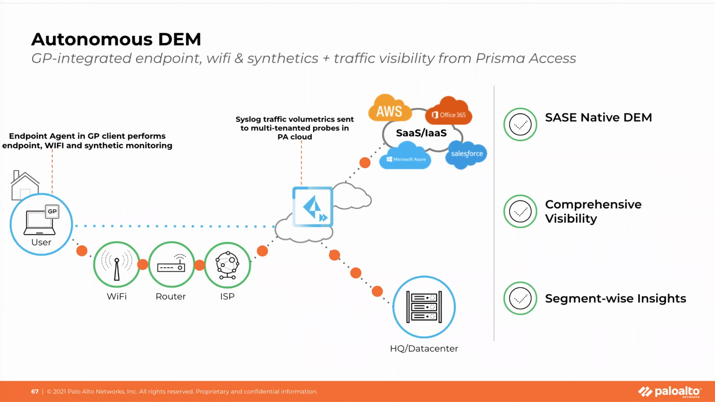The ADEM service enables synthetic tests for applications to be specified from the endpoint or from different vantage points in Prisma Access. And it provides you visibility into any deviations or events that degrade the user experience across each segment between the end users and the application, whether it is the endpoint, Wi-Fi, LAN router, ISP, or Prisma Access. It's an add-on for Prisma Access. So if you're using it, that's very helpful.